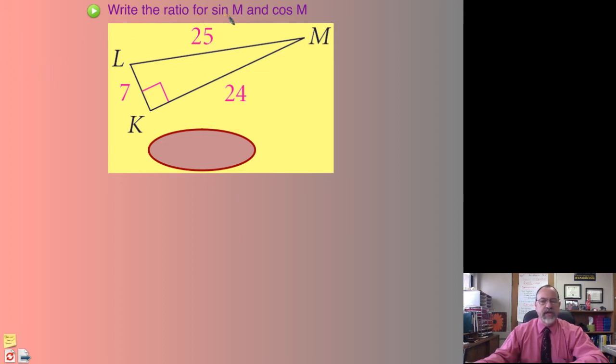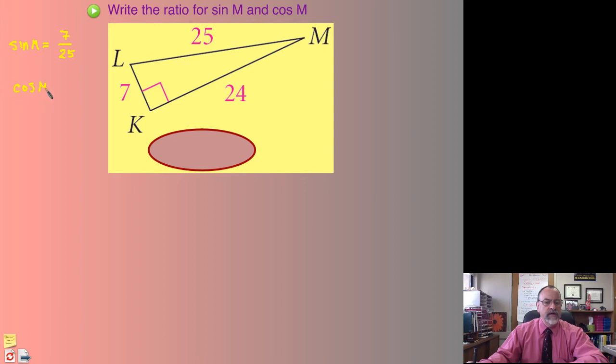Write the ratio for the sine of m and the cosine of m. Well, the sine of the angle, in this case m, is equal to the opposite side. The side opposite of angle m is the 7, over the hypotenuse, so I locate the right angle, look opposite of that, and so the sine of m would be 7 over 25.